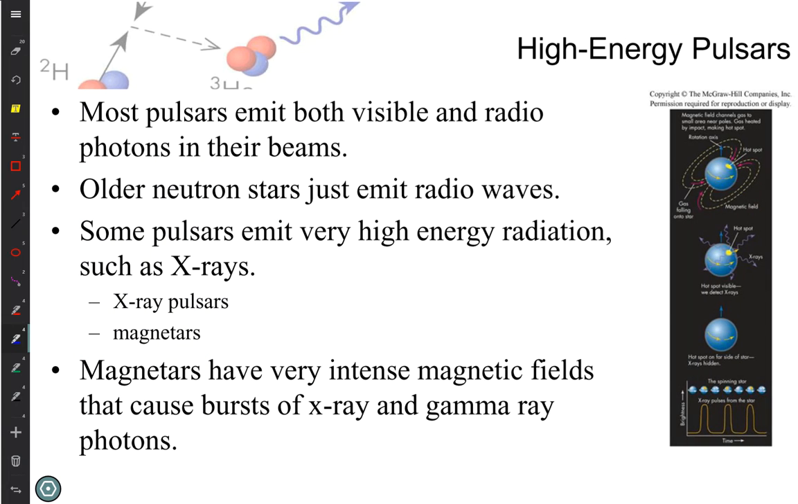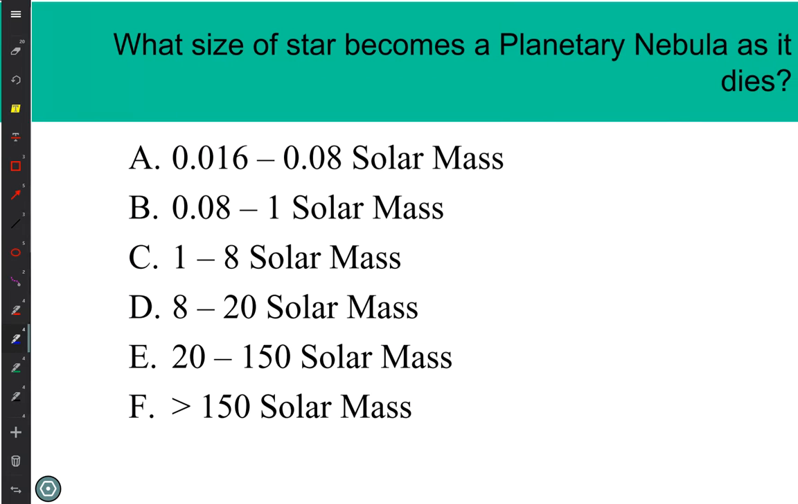And so I think I have something here. No, I don't actually. So this is just finishing up the pulsars. Most pulsars emit visible and radio photons. As they slow down, the energy they emit goes to lower energy. So old ones will just be emitting radio waves because it's a lower energy emission. The ones with very high radiation are called X-ray pulsars because X-rays are very high energy, or magnetars. Magnetars, very strong magnetic field.